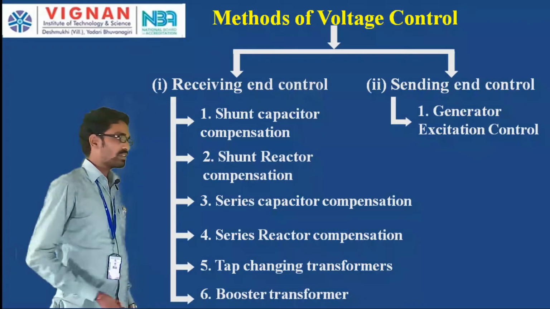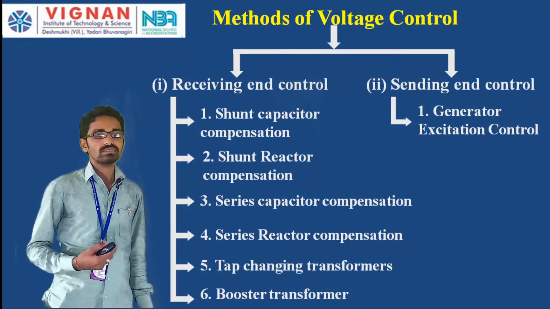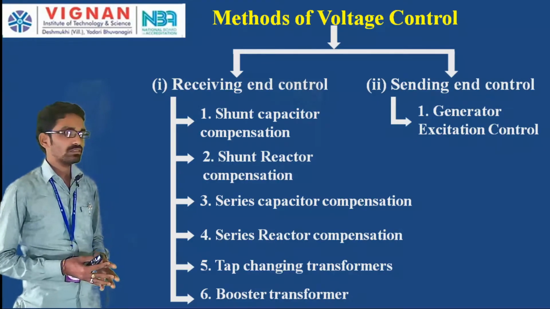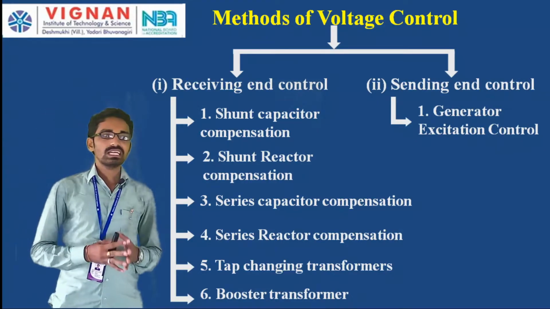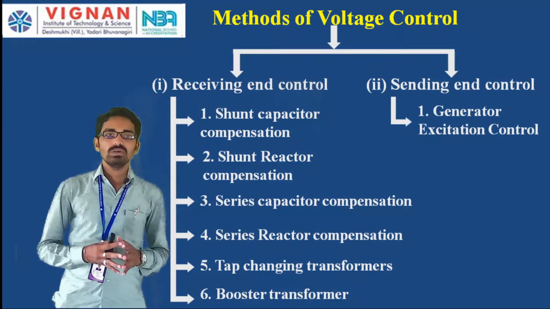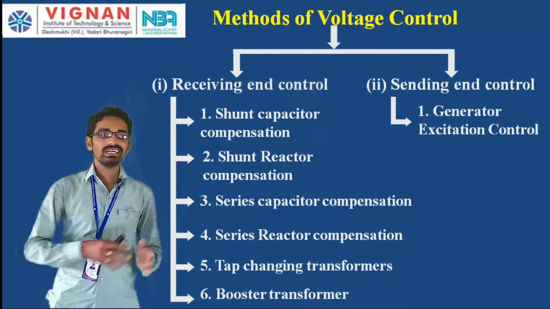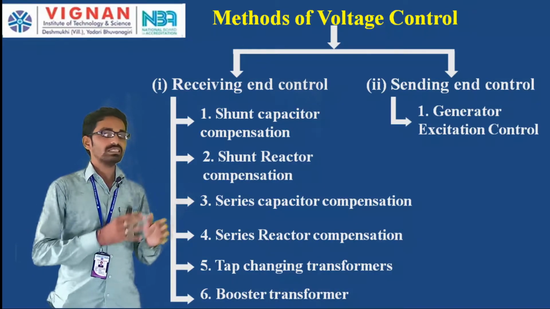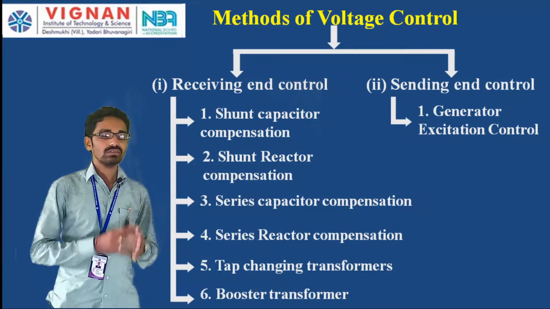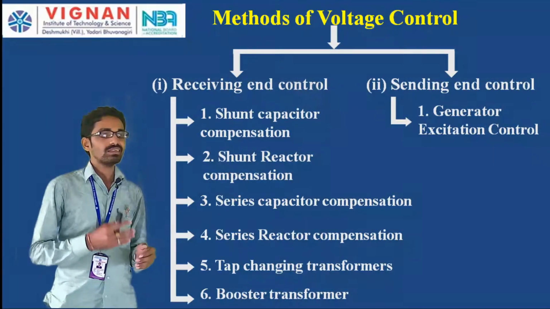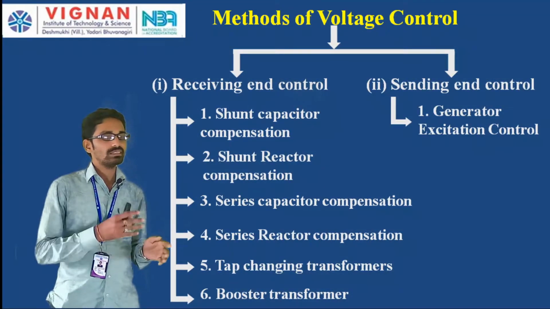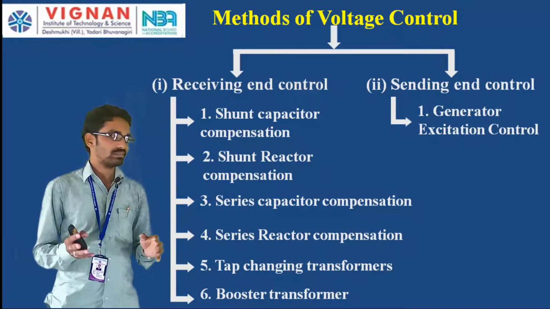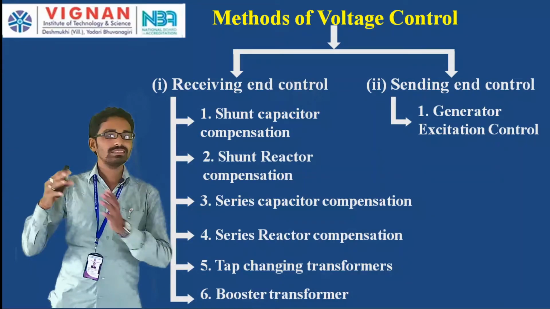Next topic is methods of voltage control. What are the different methods of voltage control? If you consider the transmission line, you are going to have two ends, one is a sending end, another one is a receiving end. According to the voltage control, there are different methods of voltage control. If you consider the receiving end voltage control and the sending end voltage control, you can control the voltage by both the ends, at the receiving end as well as at the sending end.